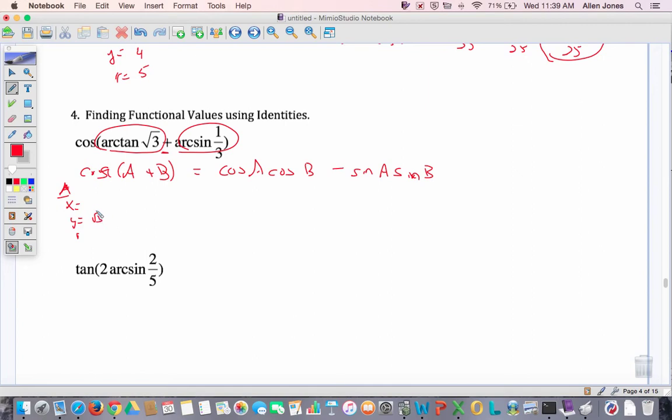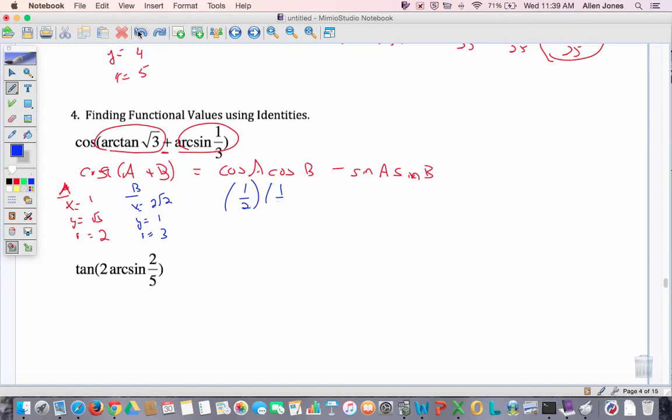Arc again means inverse. So for my angle A, which is the tangent, x, y, and r: square root of 3 over 1. 1 squared plus 3 is 4. Square root of 4 is 2. And then for angle B, I'm using the 1/3. So x, y, and r. Y is 1, r is 3, which means I have the square root of 8 here, or 2 square root of 2.